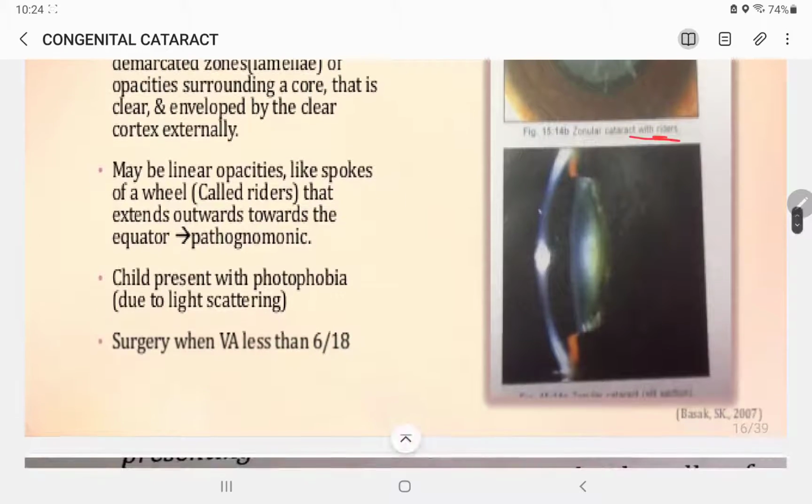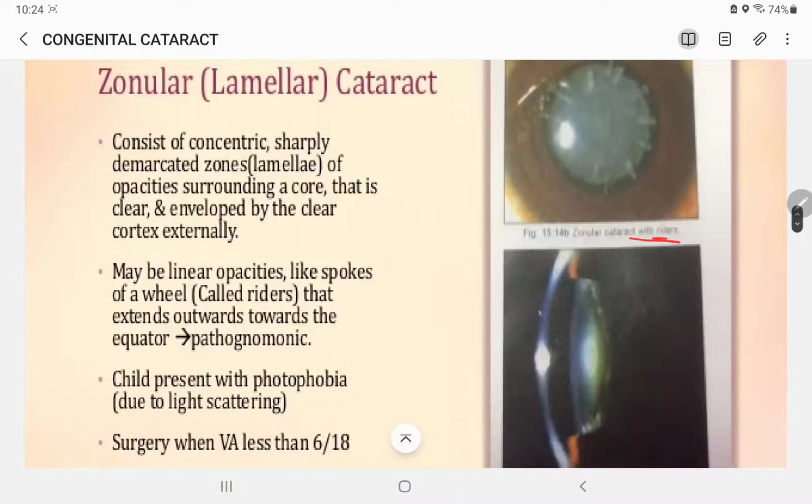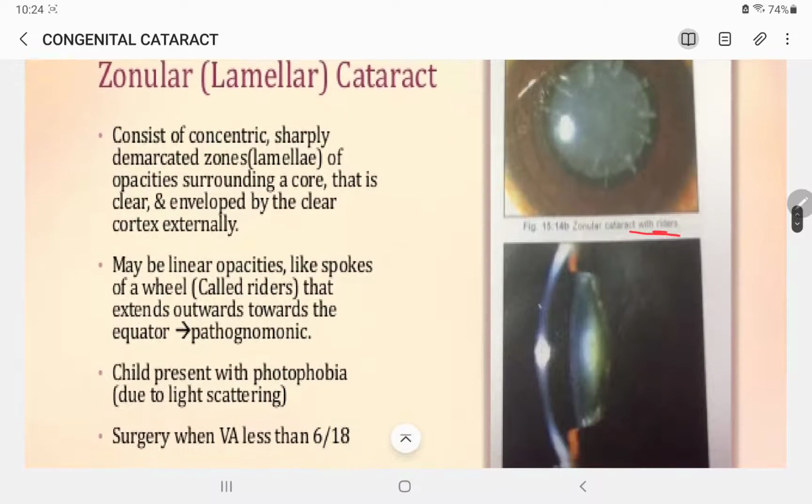And then there may be linear opacities like the spokes of a wheel. It says spokes of the wheel, meaning it's like a wheel and spokes. You have seen those wheels on the bus that go round and round. So these are wheel and spokes, and they are called riders. It is written here also, zonal cataract riders, that extend outward towards the equator. This is the pathognomonic feature. The riders are the spokes of the wheel that extend outward towards the equator of the lens.